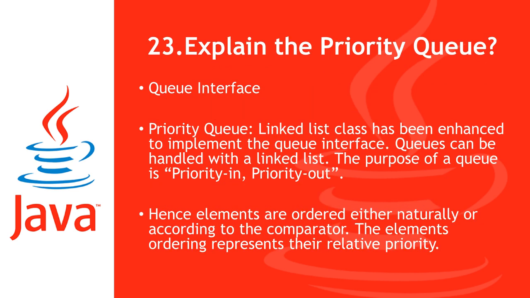Explain the priority queue. Queue interface. The linked list class has been enhanced to implement the queue interface. Queues can be handled with a linked list. The purpose of a priority queue is priority in, priority out. Hence elements are ordered either naturally or according to the comparator. The elements ordering represents their relative priority.